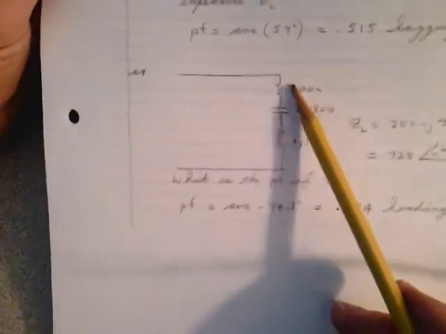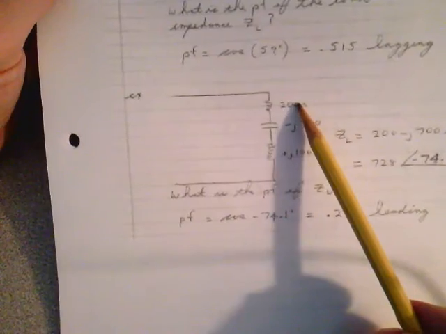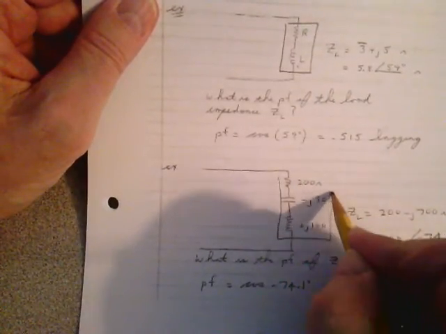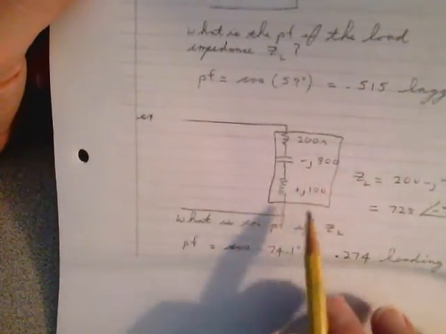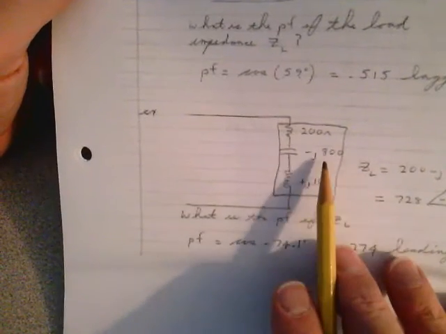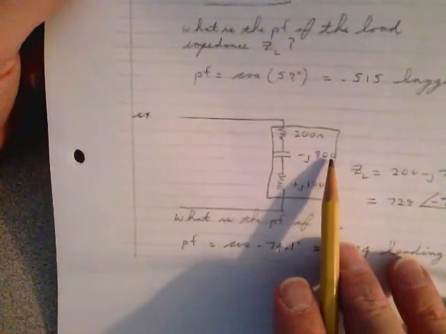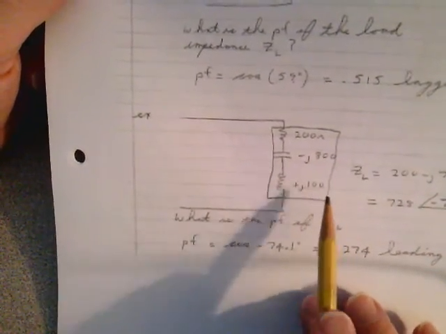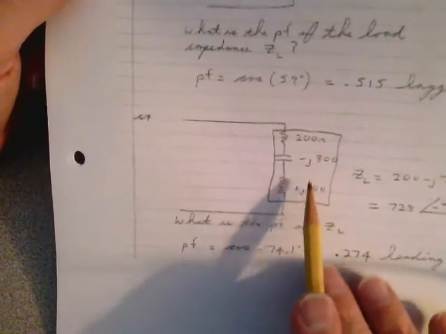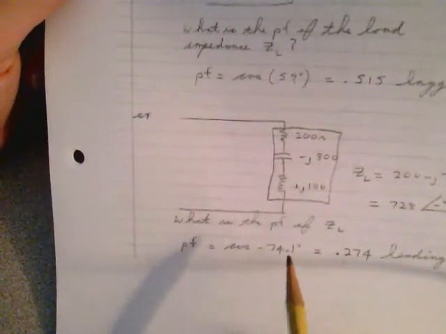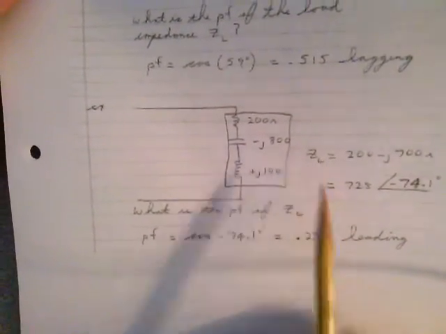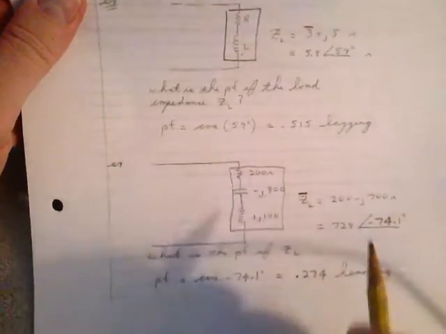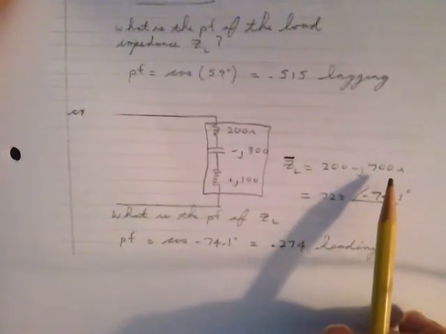Let's take a look down here at this example. We have a 200 ohm resistance. This right here is what's representative of our load, whatever it is. It's going to have a net effect here. It's going to be capacitive. You can see that the capacitive reactance of 800 ohms offsets the 100 ohm inductive reactance, so you end up with a minus 700 here. But anyhow, this is what the load is modeled as. So the impedance of the load is equal to 200 minus j700.